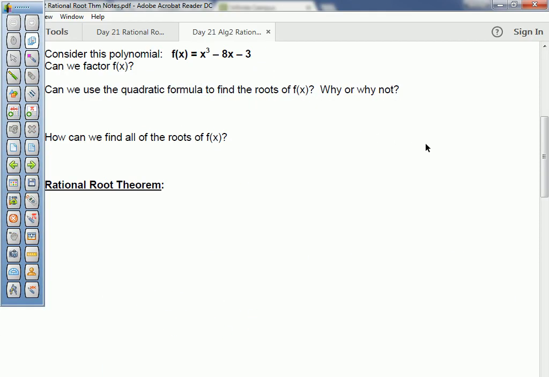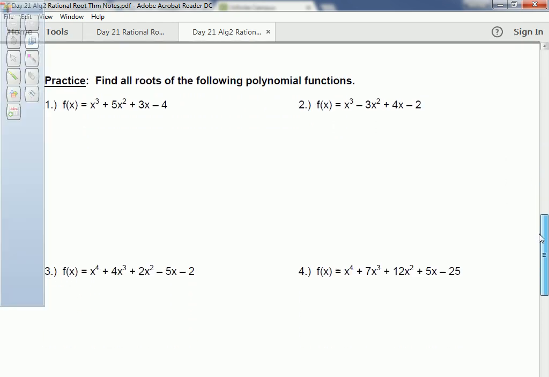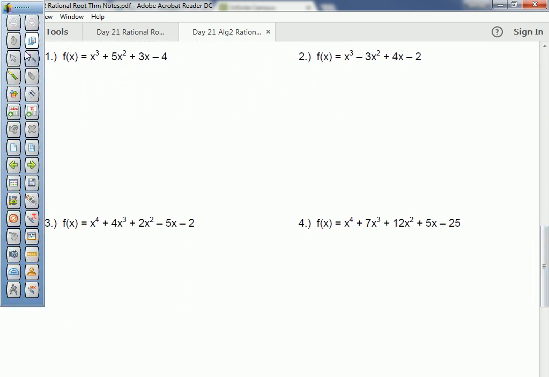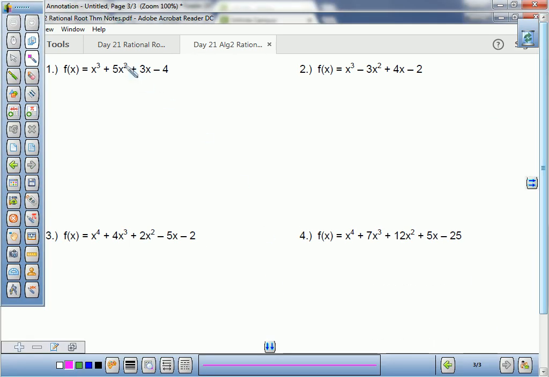All right, so we have 4 that we're going to practice together in class, and then you just have 2 for homework. Okay? So the first 2 are cubics. All we have to do is get them down to a quadratic. We're good. So the first 2, we only need 1 rational root. The second 2 are quartics. They're 4th degree polynomials. So we have to get 2 rational roots.